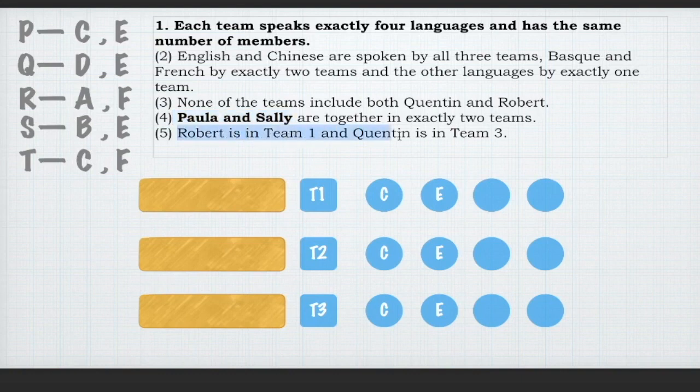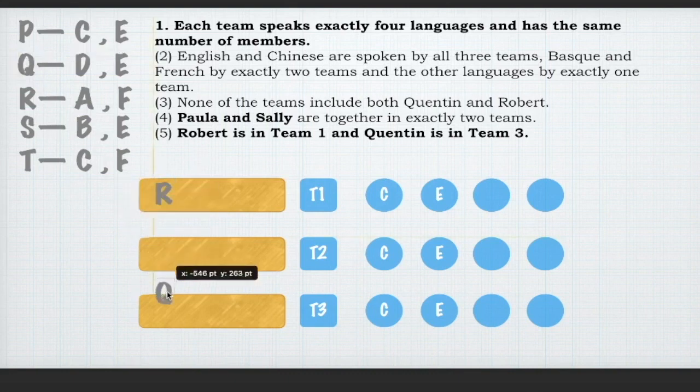Robert is in team 1 and Quinton is in team 3. Wow, this is a great clear piece of information. Anybody can deal with this, right? So Robert is one of the members of team 1, and Quinton is in team 3. So Quinton, I will move to team 3. And you had a rule anyway about them not being together. Quinton and Robert cannot be together, and they're not together in the story.